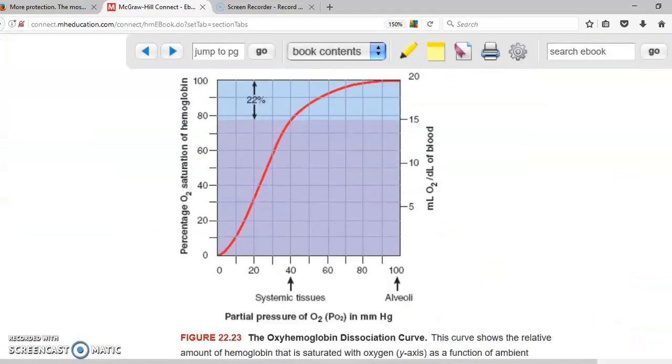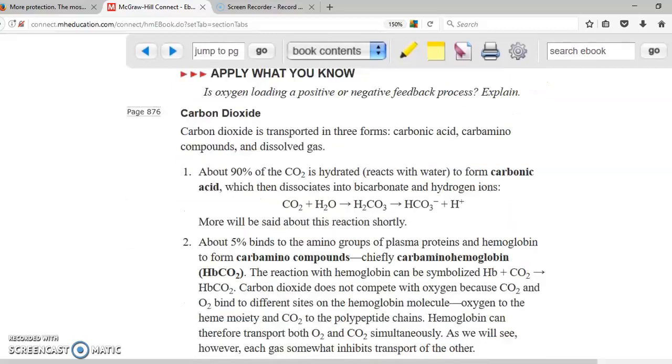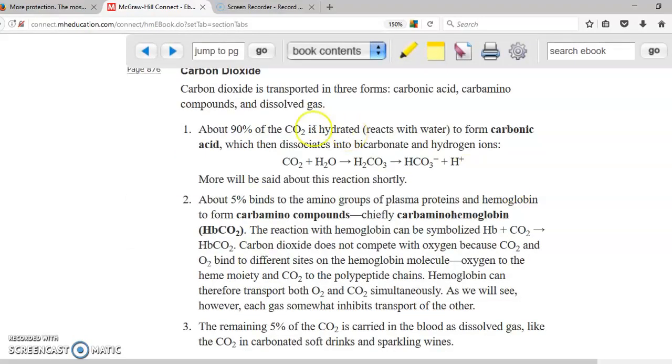So let's keep scrolling down. The next topic is how the carbon dioxide is going to be transported. Carbon dioxide is transported mixed with water with this reaction. It's going to be bicarbonate. Number 1, it gets transported as bicarbonate. Number 2, it gets transported attached to the hemoglobin. 90% is transported as bicarbonate, 5% is attached to the hemoglobin, and the remaining 5% is going to be free as dissolved gas in the blood.